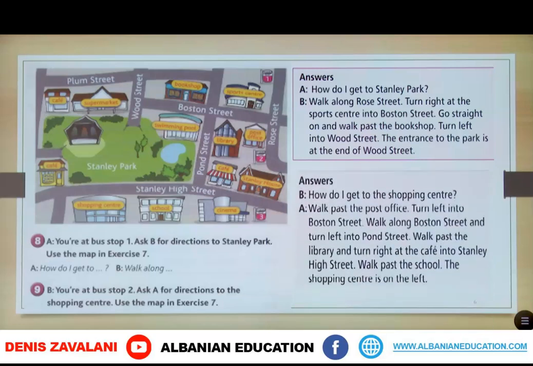Okay. So the question, how do I get to the shopping center? So look, you are at the bus stop 2, and you first walk past the post office, you turn left into Boston Street, you walk along Boston Street and turn left into Pond Street, walk past the library and turn right at the cafe into Stanley High Street, walk past the school, the shopping center is on the left.